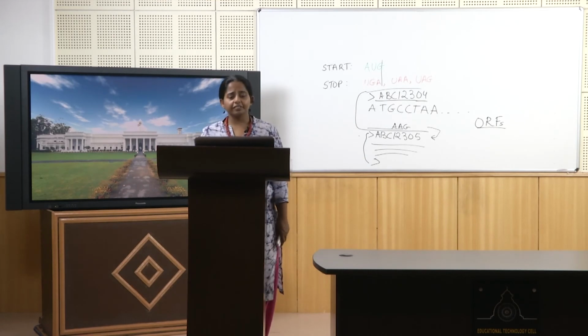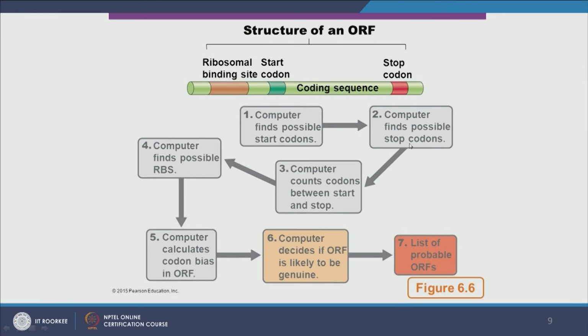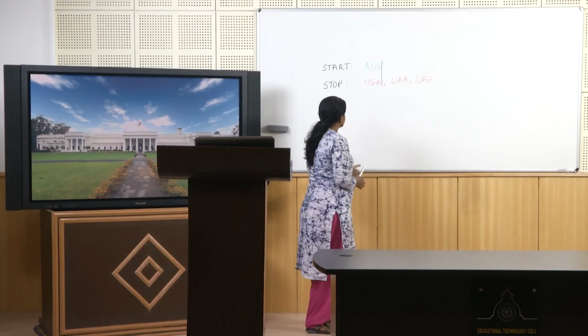In order to identify an open reading frame, the computer undergoes a particular algorithm, and it looks like this. The computer finds possible start codons, then finds possible stop codons, then counts codons between start and stop codons. Then the computer finds possible ribosomal binding sites. It calculates the codon bias in the putative ORF, the tentative ORF, and then it decides if the ORF is genuine or not, and then it creates a list of probable ORFs. So let's take a look.